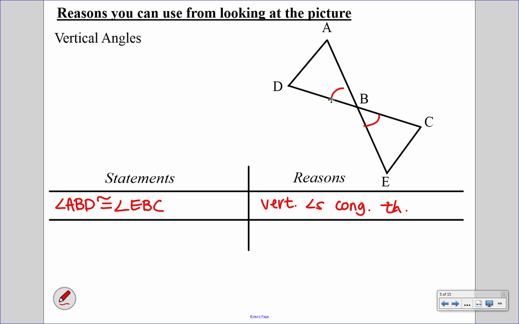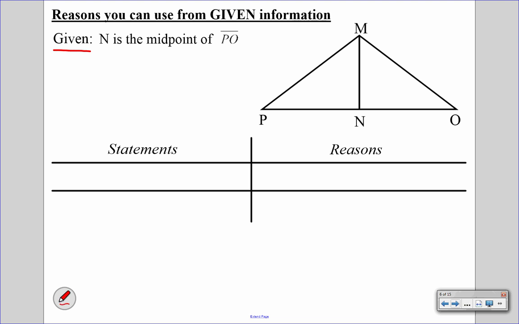So those are the 2 things that you're allowed to draw in just by looking, your reflexive and your vertical angles. Next up, what we're going to look at is if I give you a certain amount of information, okay? You can only draw this in if I give you that information. You can't just assume. So the first thing you're going to do is write down your given statement. I'm going to write down N is the midpoint of line segment PO. And the reason for writing that down is that it's given.